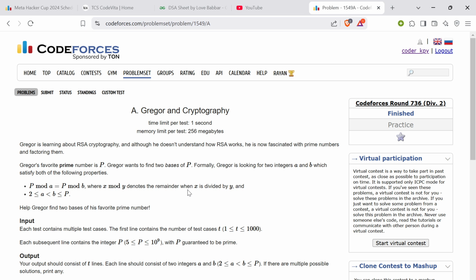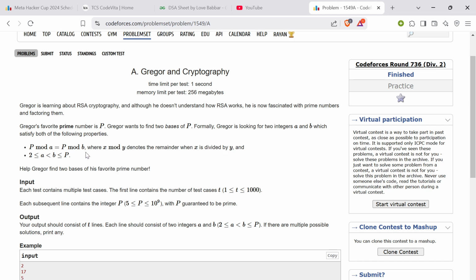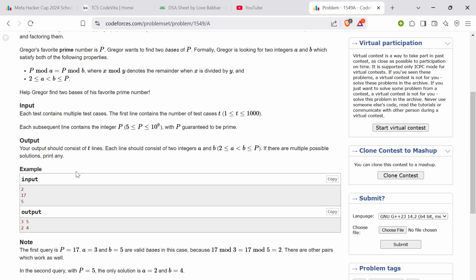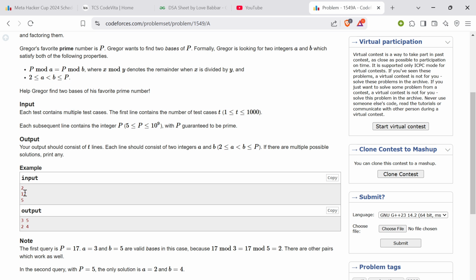Simply, the problem says there is a number given. Suppose this is the number 17, and you need two numbers A and B that divide 17 and their remainders should be equal. If the remainders of both numbers are equal, then you can print the answer.